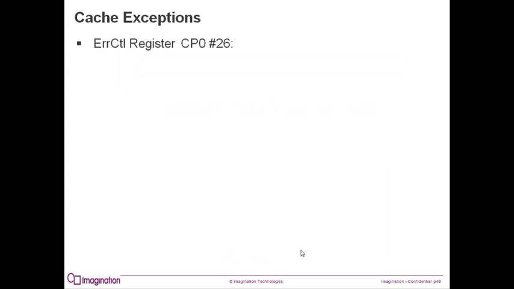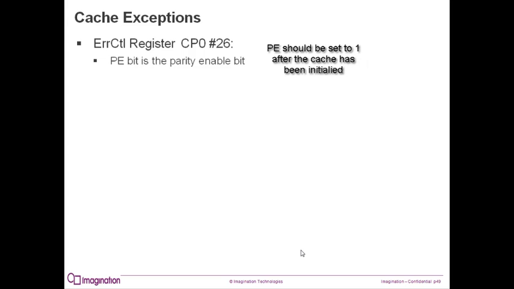This is another coprocessor 0 register, number 26, the error control register, that plays an important part in controlling the cache parity and of telling you if the core detected another cache error while the exception code was in the process of handling a cache error. Your code can use the PE bit to determine if the core supports cache parity. If the code writes a 1 to the PE bit and reads a 0, it means that there is no parity support in the cache. This bit is set to 0 when the core boots. Once the cache has been initialized, the code should write a 1 to this bit to enable cache parity.